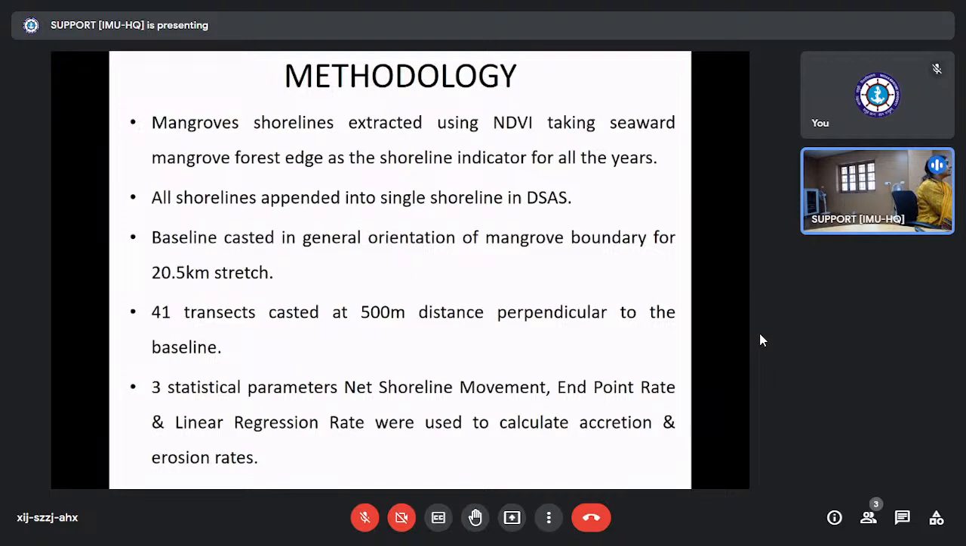Then three statistical parameters were used for analysis of shoreline changes. First, net shoreline movement, that is how much distance the shoreline has accreted from the base point to the final year. Second was the end point rate, that is how much rate per year the shoreline has accreted. Then the linear regression rate, that is the linear rate from the initial to the final year.